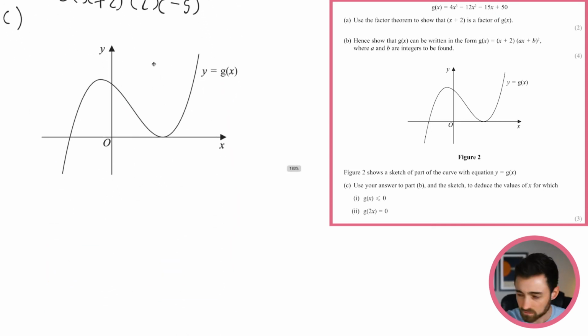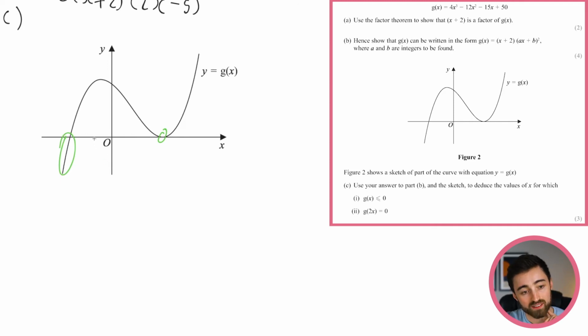So we've got it here. Use your answer to part B and the sketch to deduce the values of x for which g of x is less than or equal to 0. Well, the y coordinate is g of x here. So it is less than or equal to 0 here, but also it's equal to 0 here. It just touches it, doesn't it? So it's going to be less than or equal to 0 because it's going to be equal to 0. And then here it's less than 0. So we essentially need this and then all of this stuff down here.